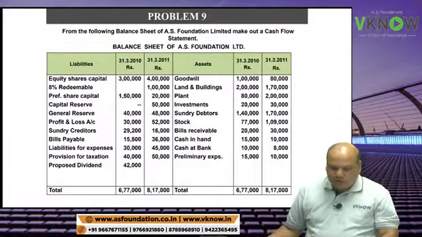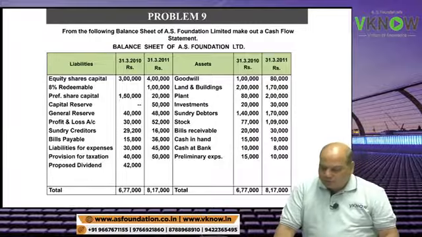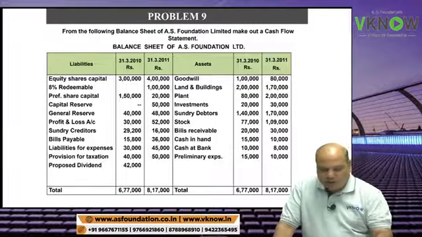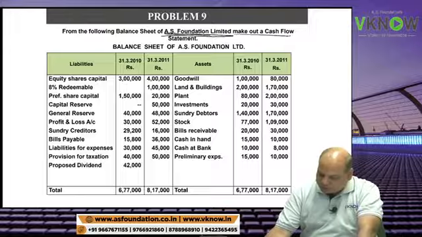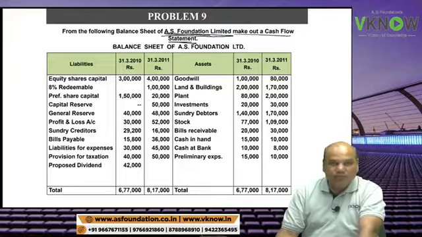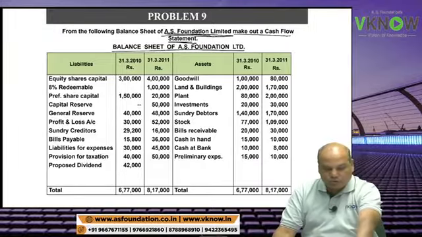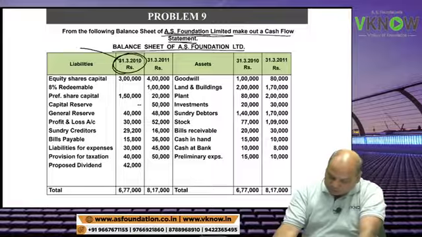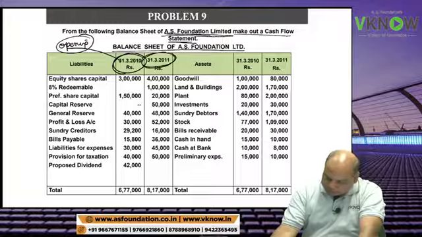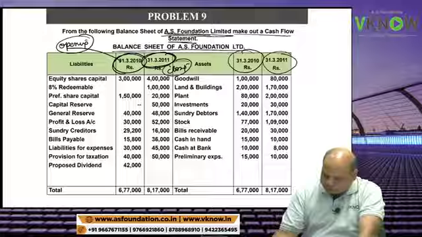From the following balance sheet of AS Foundation Limited, prepare cash flow statement. Oh, wonderful, your company, AS Foundation Limited. Balance sheet is given to you. Two balance sheets are given to you. This you write opening balance sheet, and this you write closing balance sheet, opening, closing.